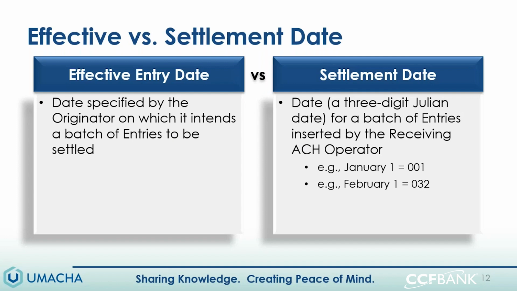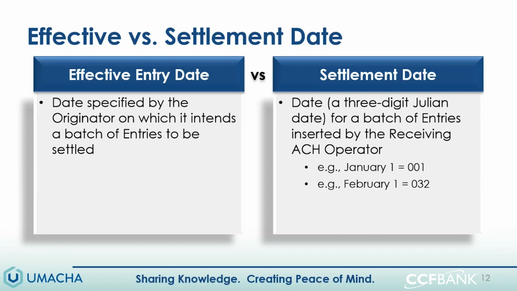So let's say we're talking about a payroll file. We want to pay our employees on Friday. We're going to put Friday's date in as the effective entry date. This is what we would like to have happen. We would like these entries to settle on Friday. Settlement date is going to be inserted by the ACH operator, and it's based on the effective entry date as well as when the entry is received, or when that file is received by the ACH operator.